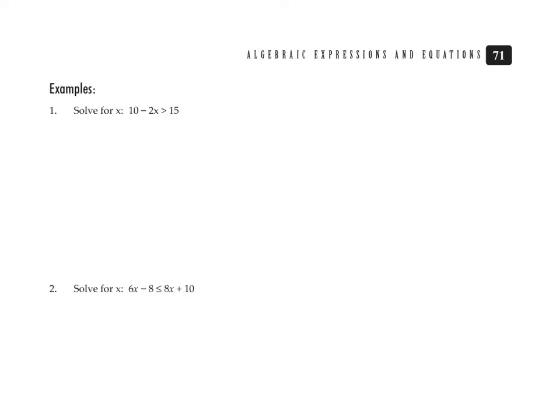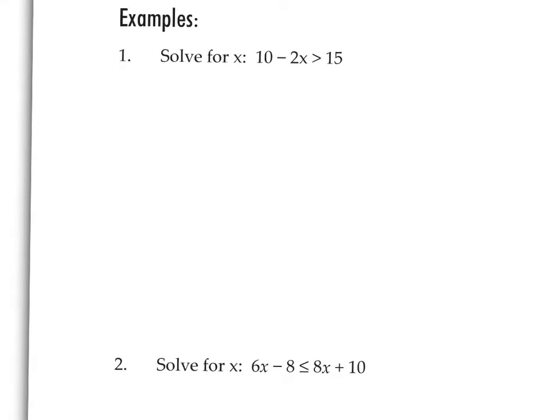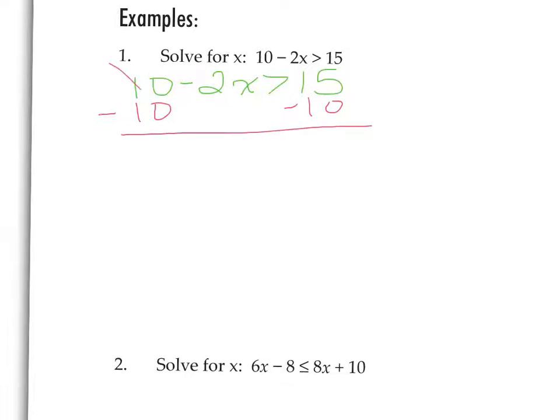So let's look at these examples. We're going to solve. We're going to start by writing 10 minus 2x is greater than 15. The first thing we need to do is subtract this 10, trying to isolate this x right here. So subtract 10 from both sides. Now subtraction doesn't affect the inequality symbol, so you don't have to worry about flipping the sign.